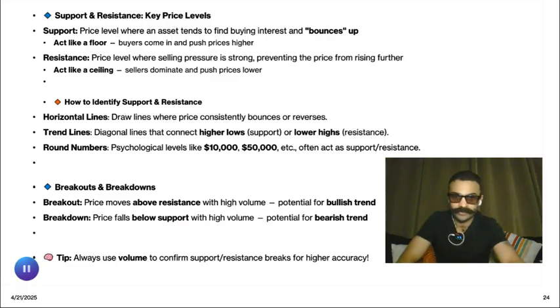Breakouts and breakdowns. Breakout: price moves above resistance with high volume, with potential for a bullish trend. Breakdown: price falls below support with high volume, with potential for a bearish trend. Tip: always use volume to confirm support and resistance breaks for higher accuracy.